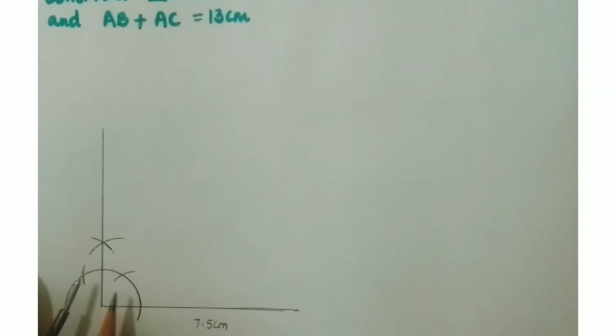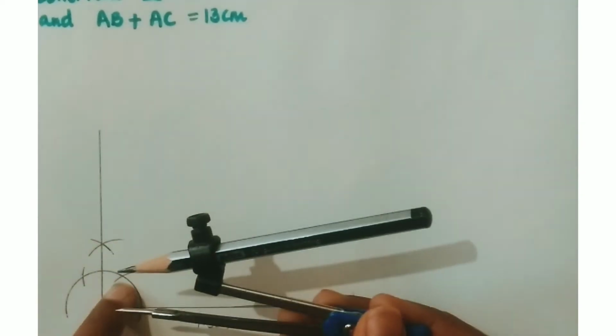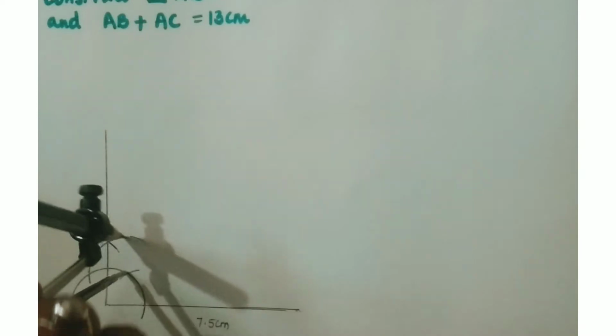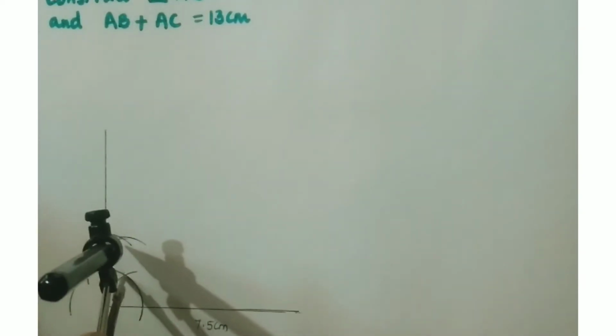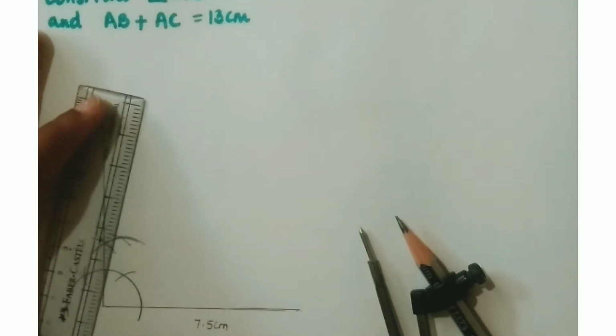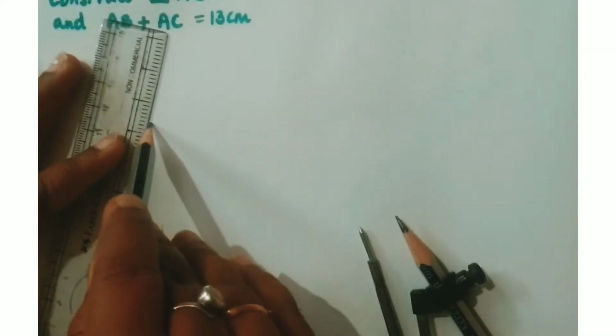So now we need to bisect this. Take any radius, keep the needle point here and draw the arc. Now you are going to draw the bisector. Here is the point where both the arcs are intersecting. So just draw it.